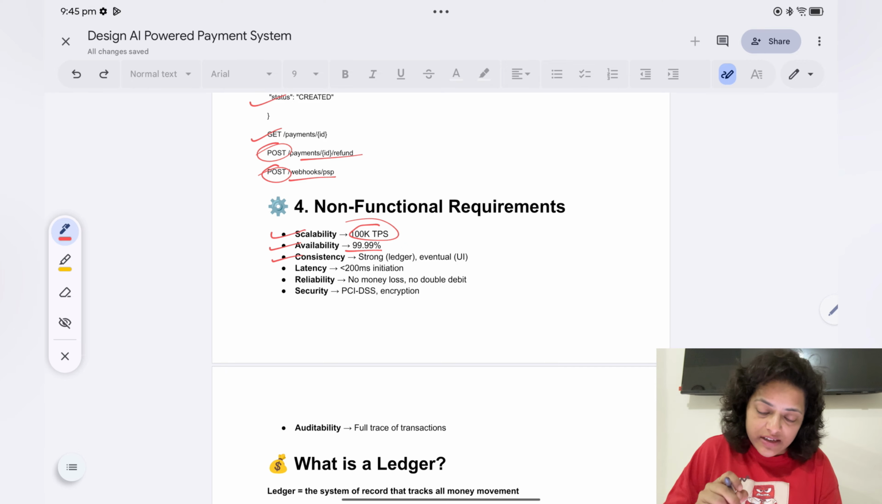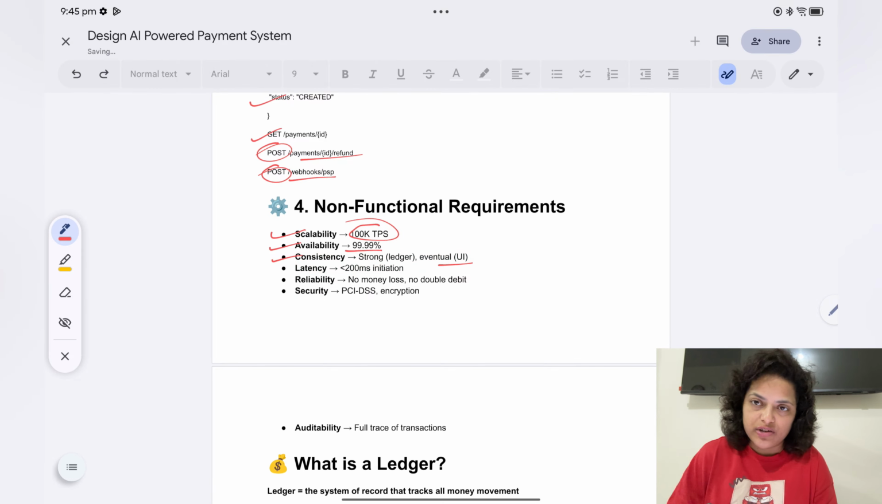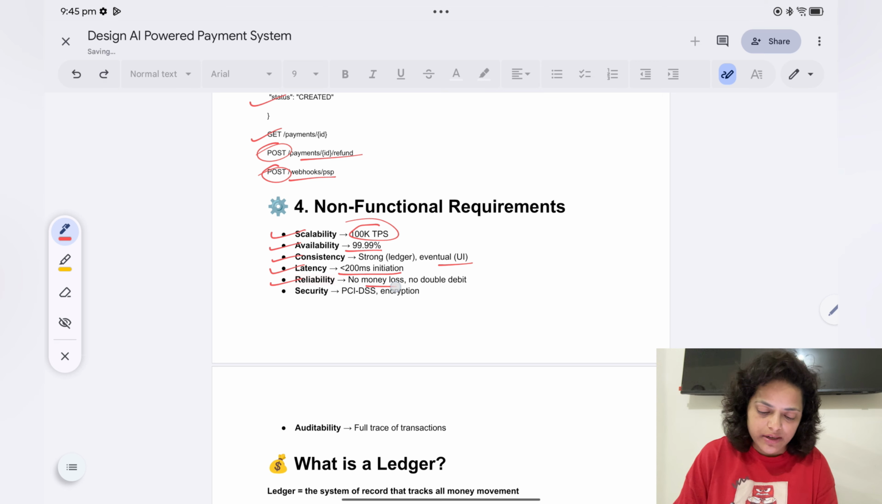In that ledger you would require strong consistency. Otherwise, for the UI we will be using eventual consistency. We will check this ledger in this video only. Now latency should be less than 200 milliseconds. Initiation means the response should come in less than 200 milliseconds. And then reliability: no money loss and no double debit. Using an idempotency key we will achieve that.